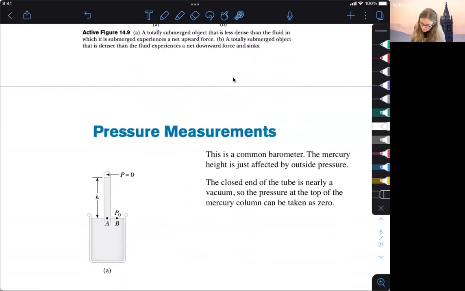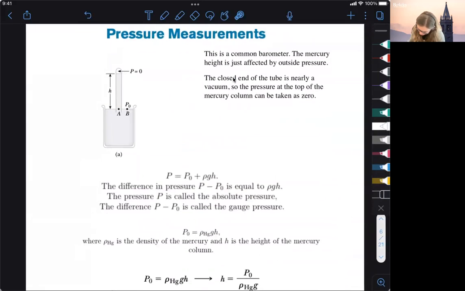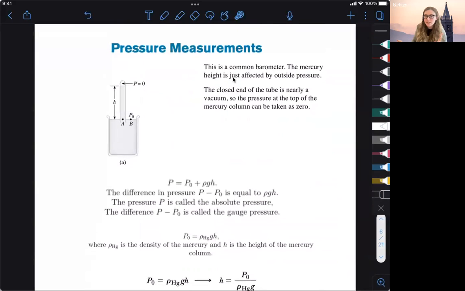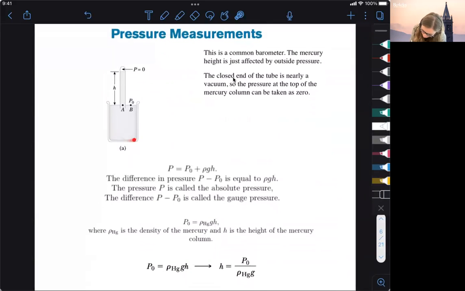So that might not make sense right away. We're going to do some examples. We talked about this a little bit before, but I want to introduce both of these ideas before we look at the example problems because they'll both be important. So this is an example of a barometer. Okay, so we talked about this equation before.